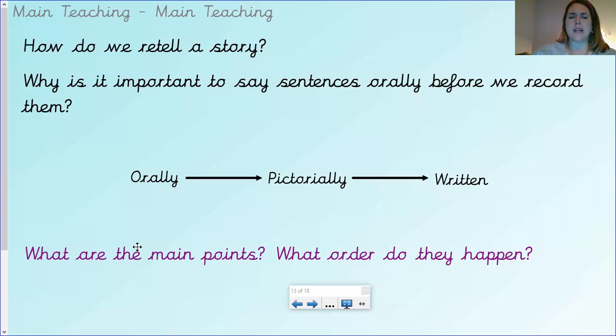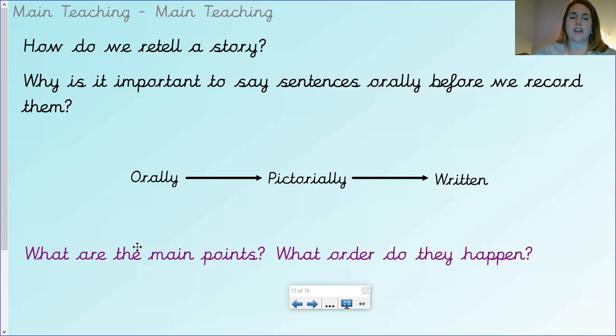Normally, we think about the main events in the text that we want to retell, and then we use those main events to help us retell it, and we add actions to help us remember. Why do you think it's important that we tell these stories orally? That means using our voices before we write them down.